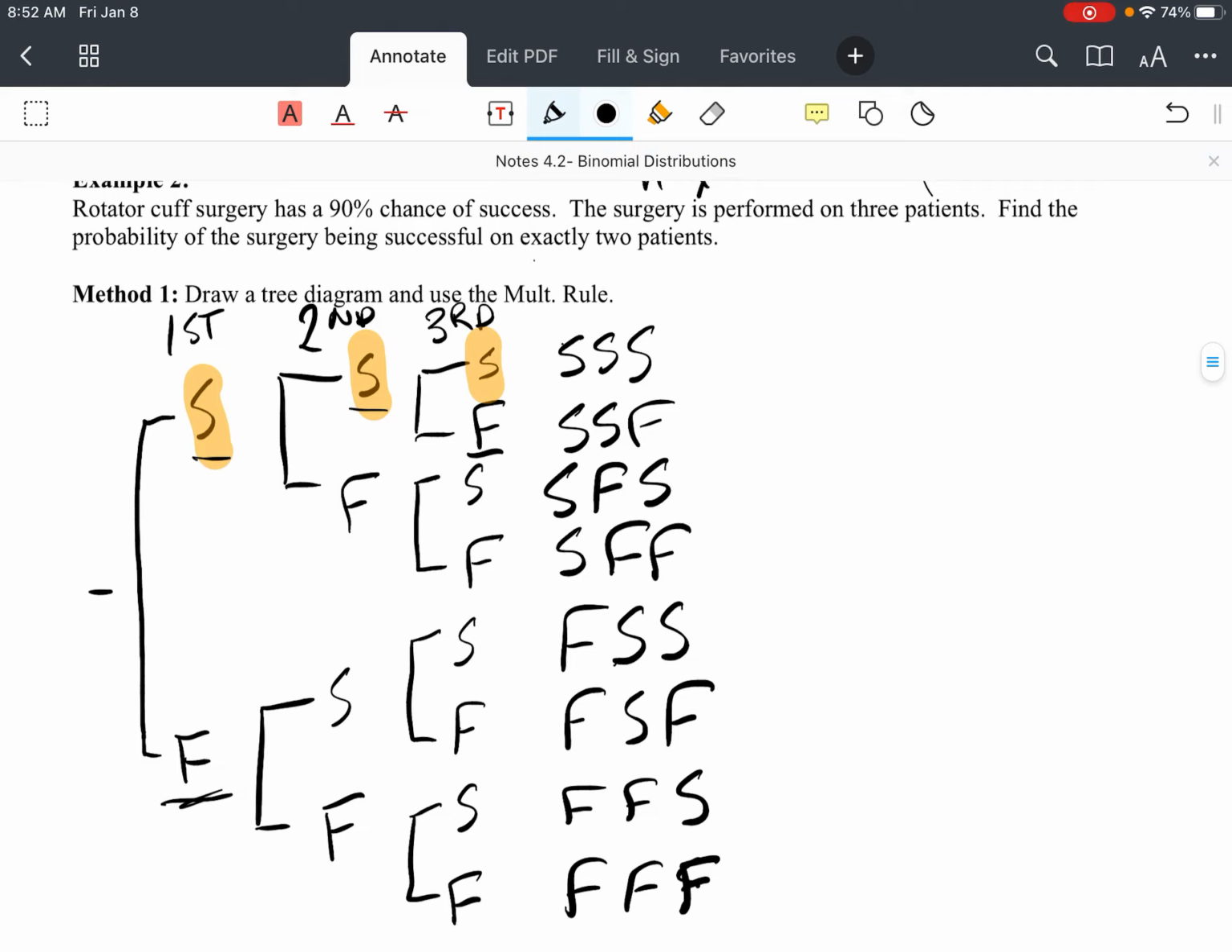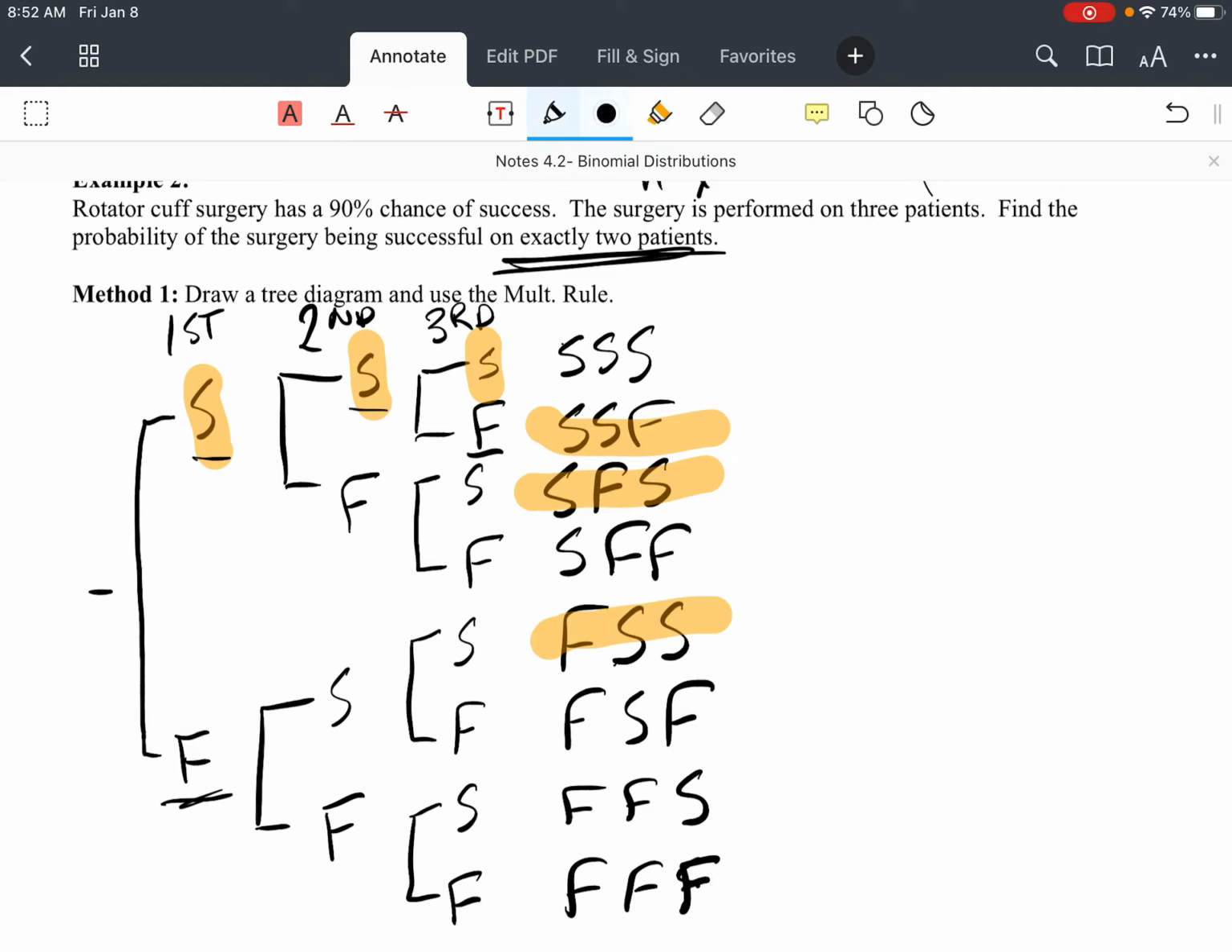So we're looking at the ones that have exactly 2 patients that were successful. In this case, the first one doesn't work because there were 3 successes. The second one does. The third one does. The fourth one does not. The fifth one does. And then you'll notice that none of the other ones do.